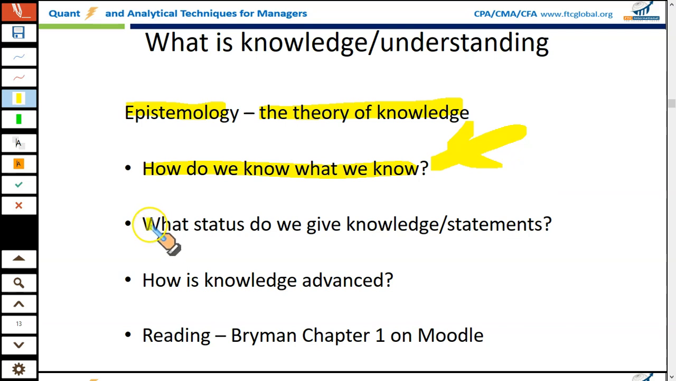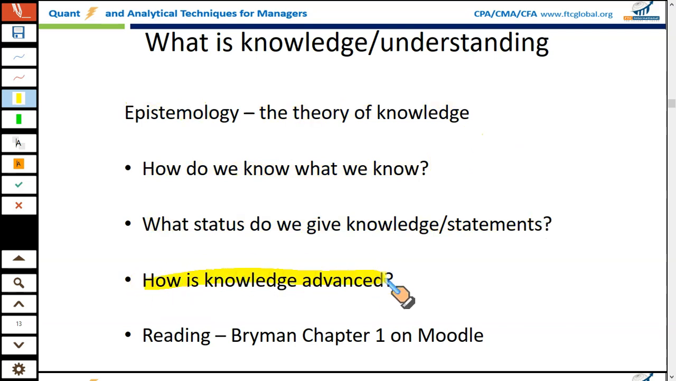Then, what status do we give a knowledge claim or statement? Let's say, when a doctor tells you that an apple is healthy to eat, you trust this more than just hearing it from a friend who isn't a health expert. So you give the doctor's statement higher status because of their experience, because of their expertise. They have spent considerable time learning about health. So you believe more what the doctor tells you than what your friend says.